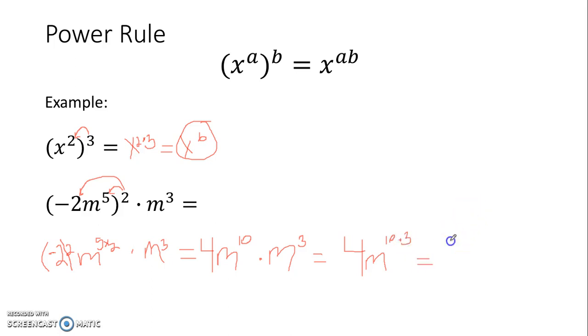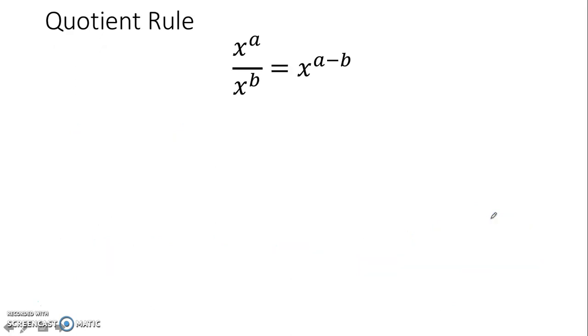And then we get 4m to the 13th power. And that's our final answer. Our next rule is the quotient rule.